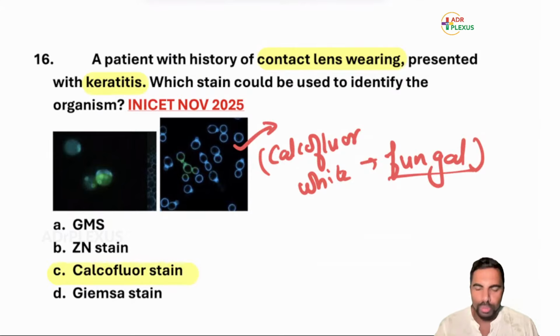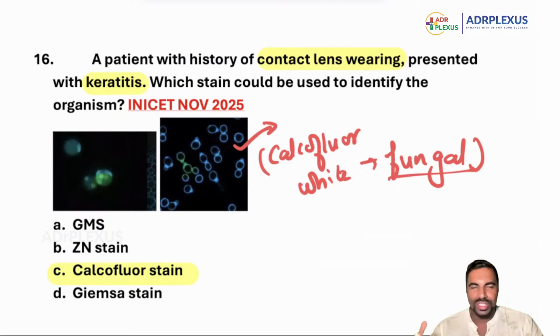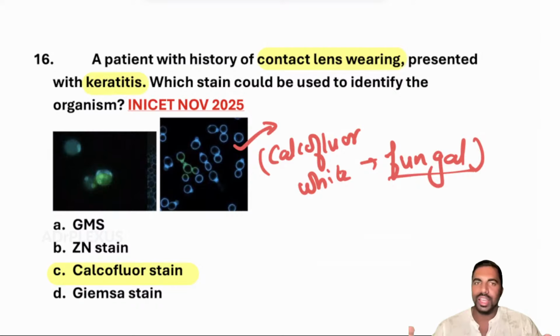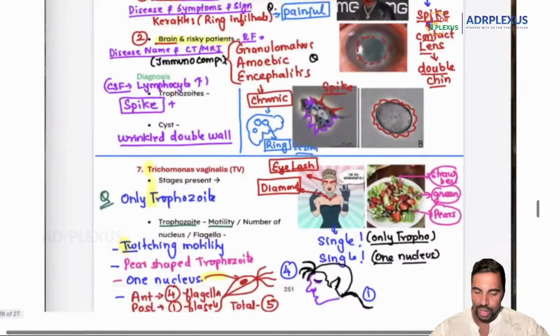Gomori methenamine silver is not like this, there will be black color. Bacteria you can see as black. ZN should be pink color. Giemsa stain will be violet color. So the only thing is calcofluor white. Like this also you can make the answer correct. Okay, calcofluor white stain, right? Fine. So that was there.